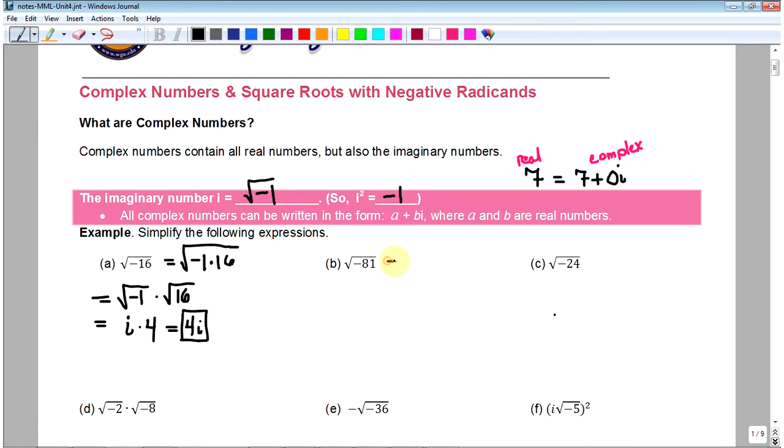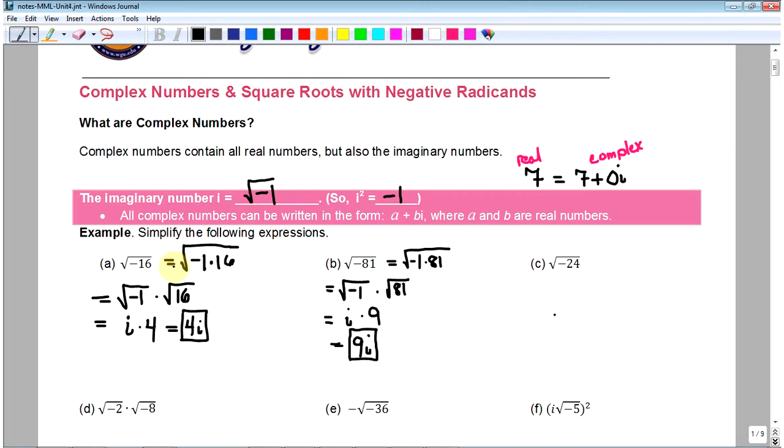Okay, part B, we can do the same thing. We know that the square root of -81 is the same as the square root of -1 times 81. So I can break this up into two radicals, the square root of -1 times the square root of 81. By definition, the square root of -1 is i. We know that the square root of 81 is 9, and then i times 9 we would just write as 9i.